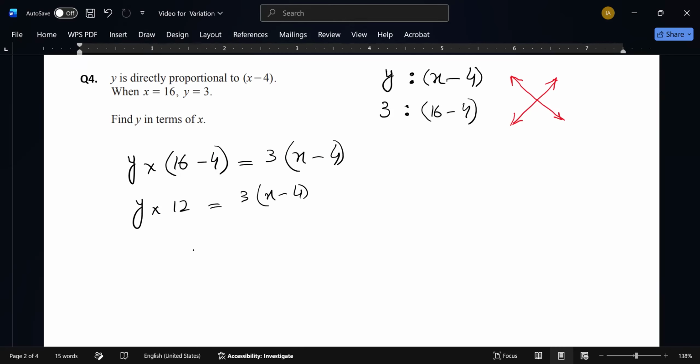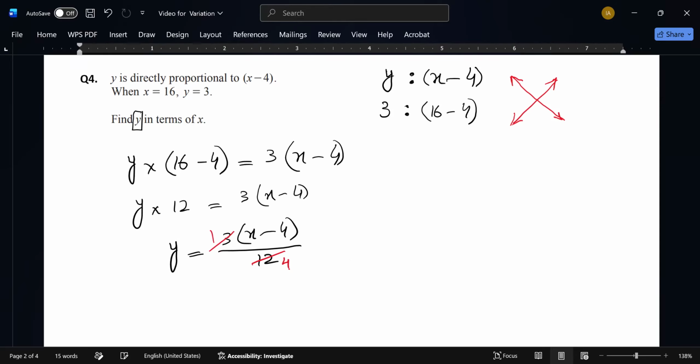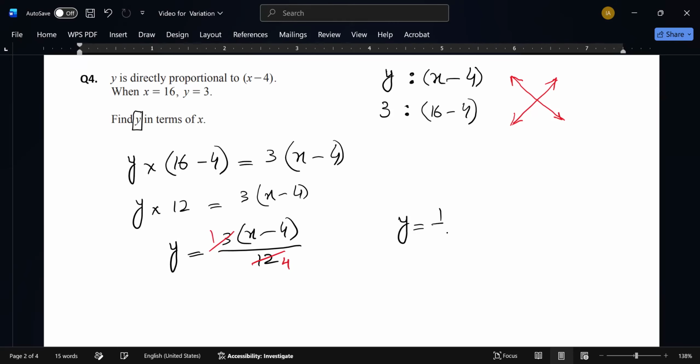8. Now, since they ask you to find y in terms of x, we have to make y the subject. That is why I move 12 from the left side to the right-hand side. Now you can see 3 and 12 may cancel each other. So your required equation would be y equals 1 upon 4 times x minus 4. This is your required value.